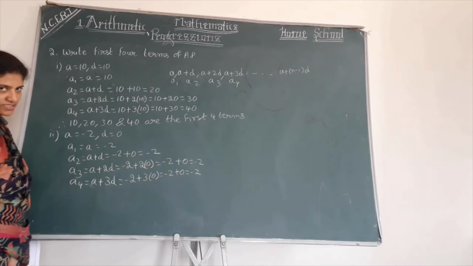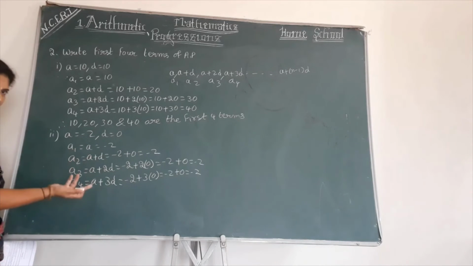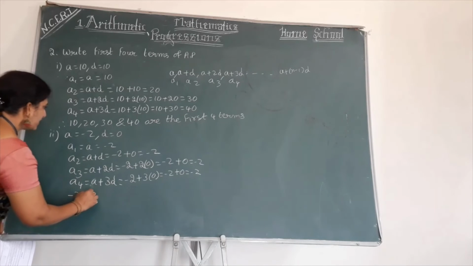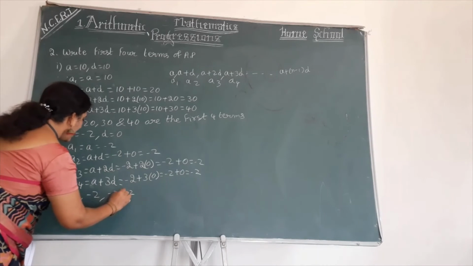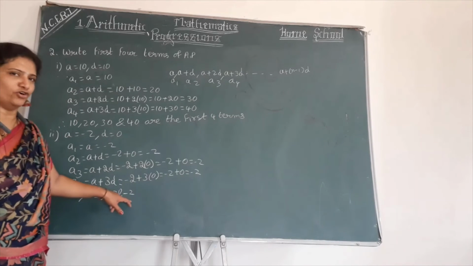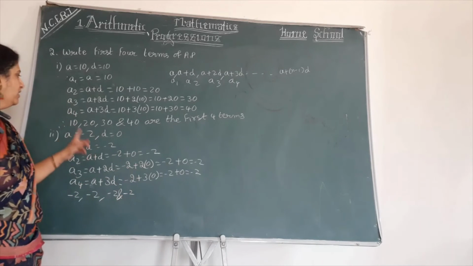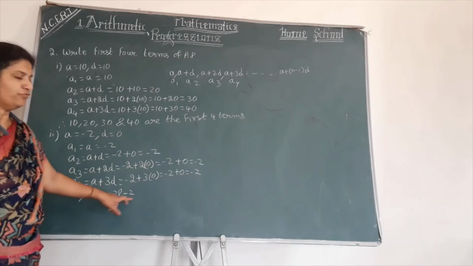All the D is constant. And what are the 4 terms here? All are same. Let the 4 terms of a given AP be -2, -2, -2 and -2. Only 4 terms, right? 1, 2, 3 and 4th term. For the given first term and common difference, these are the 4 terms.